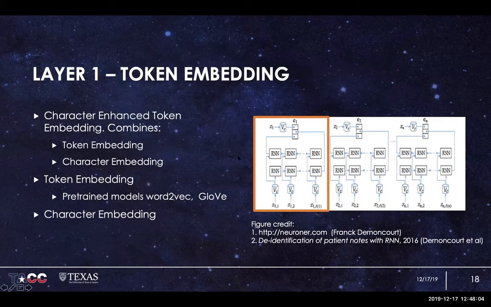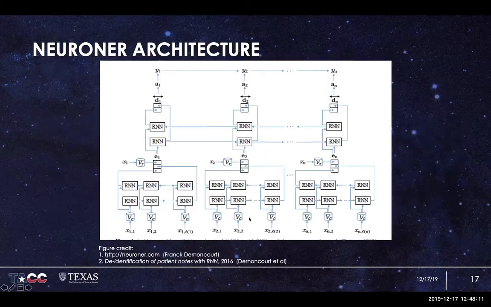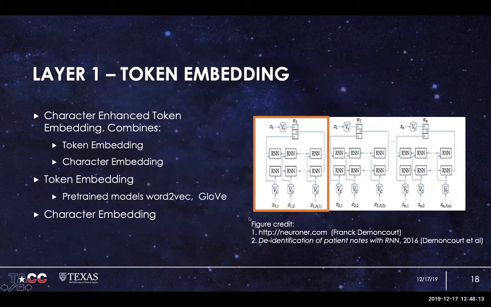So this is the token embedding layer. They also call it the character enhanced token embedding layer. There's more details on this in their publications here, so you can refer to that, but I'll briefly give you an overview. These are the tokens or letters in a word. You could think of it as letters in a word. So these are individual characters in a token.